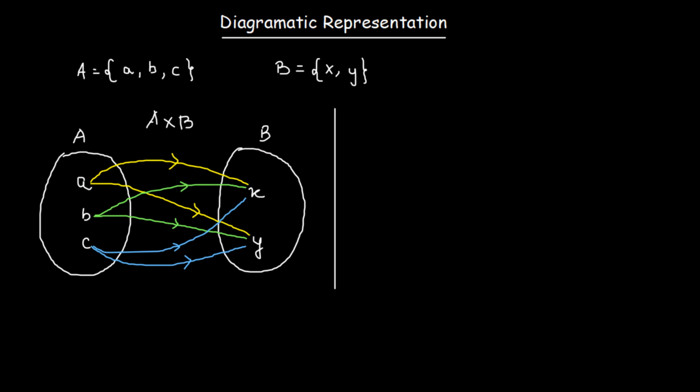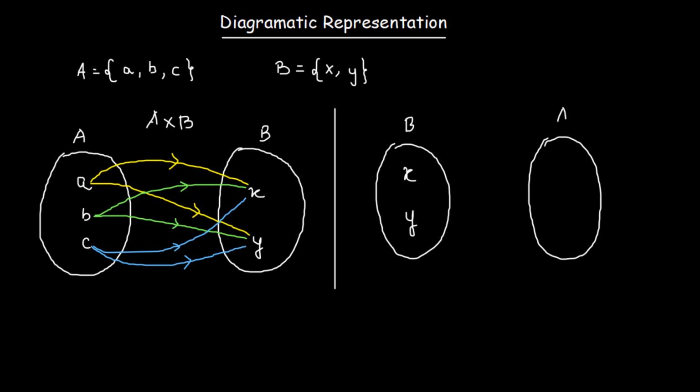So to find B cross A, we'll first consider a Venn diagram that represents the set B, which is going to contain the elements X and Y, and another Venn diagram that represents set A, containing the elements A, B, and C. In order to find B cross A, we will consider the first element in set B, which is X, and form a coordinate pair with the element A in set A. Then we consider the element X and form a coordinate pair with B. And thirdly, we form a coordinate pair with C.